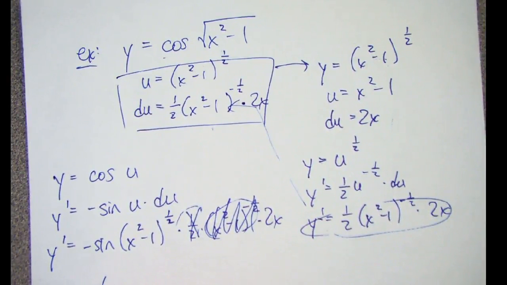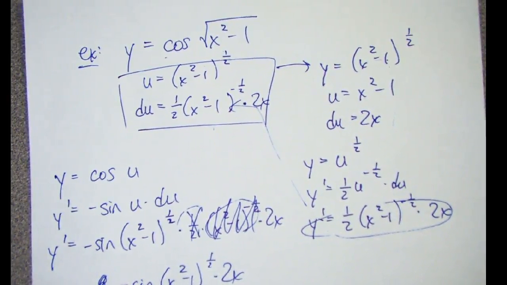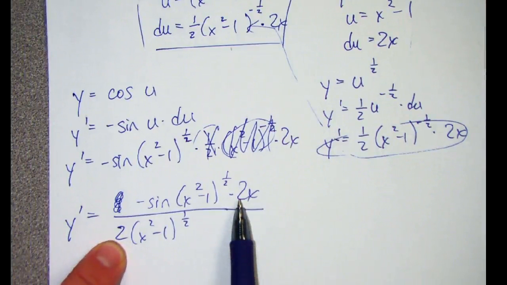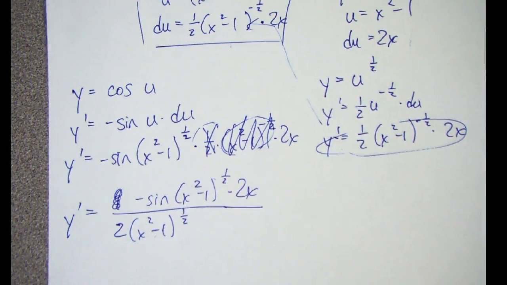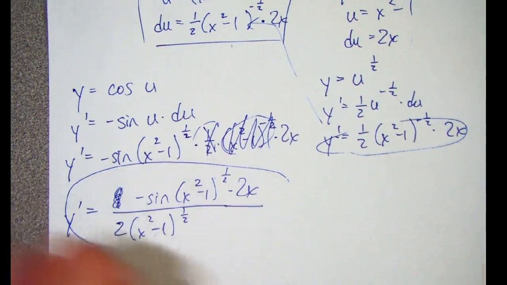So you don't really need the 1, but negative sine of x squared minus 1 to the 1/2 times 2x, and then what the answers on a multiple choice would probably do would be cancel out those 2's. You can't cancel out the x squared minus 1 to the 1/2 because one of them is inside the sine and one of them is not. But that would be your answer.